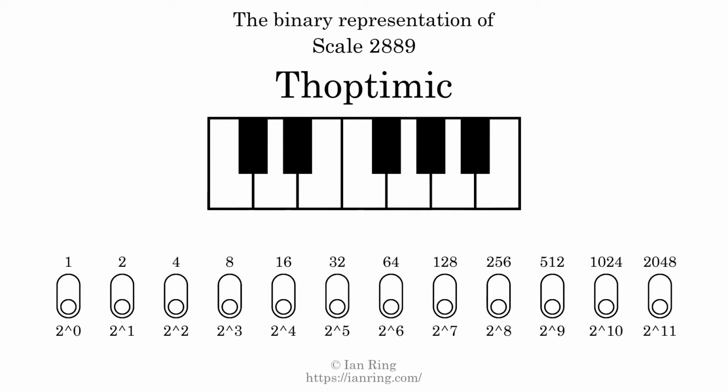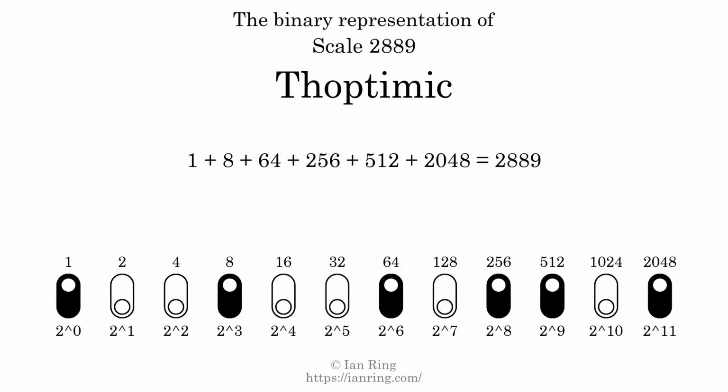The binary representation of this scale is determined by mapping tones of the scale to binary digits. Each binary digit represents a power of 2. To get the scale number, we add the powers of 2 together. The powers of 2 that are present in the scale, all added together, equals 2889. That is why the scale number, in decimal, is 2889.